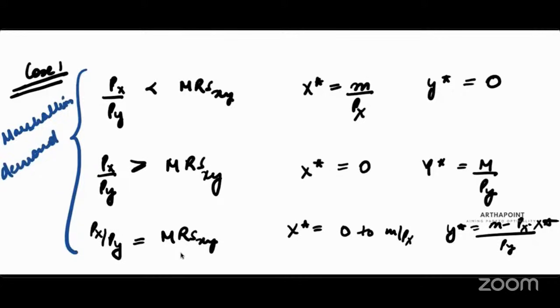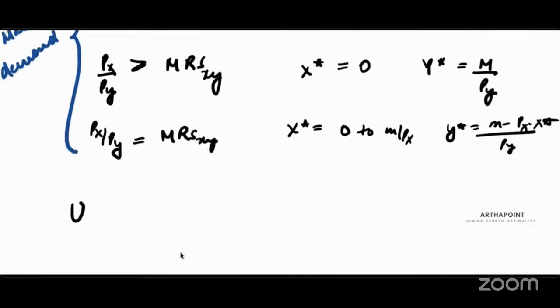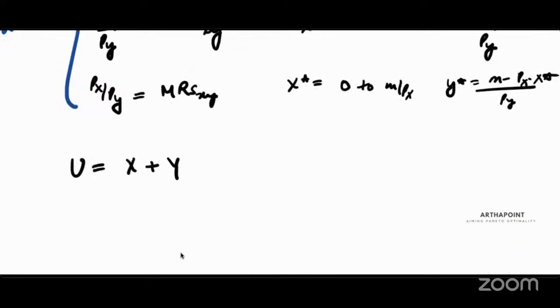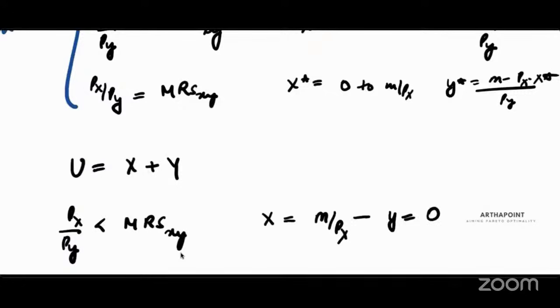Once you have found the Marshallian demand, you have to go ahead and find the indirect utility function. What is the indirect utility function in this case? Your utility was X plus Y. So when you have Px by Py less than MRS XY, you were having X equal to M by Px, Y equal to 0. So X plus Y will be M by Px.